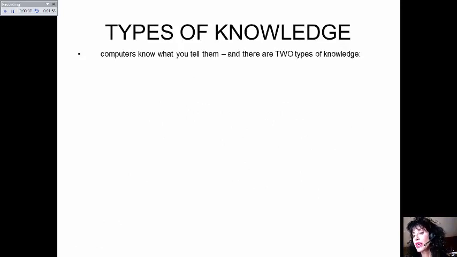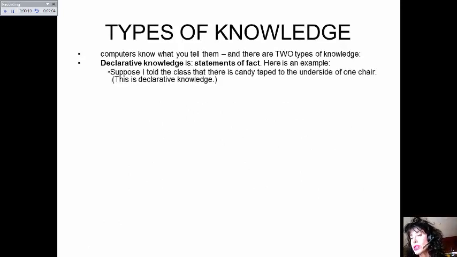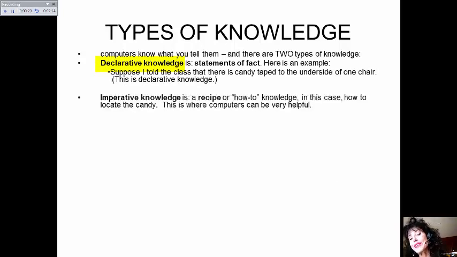Okay, let's take a look at the types of knowledge. Computers know what you tell them, and there are 2 types of knowledge. Declarative knowledge is statements of fact. Here's an example. Suppose I told the whole class that there is a candy taped to the underside of one chair. This is declarative knowledge. It would be some fact.